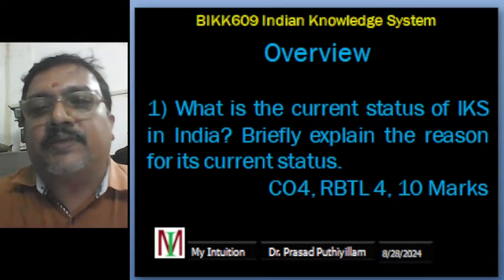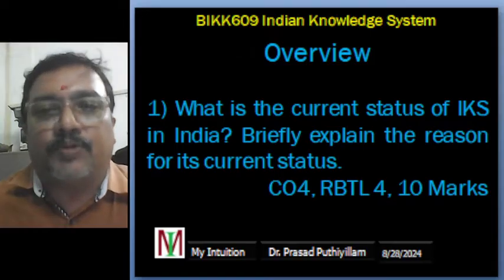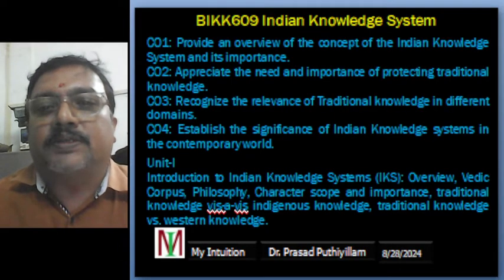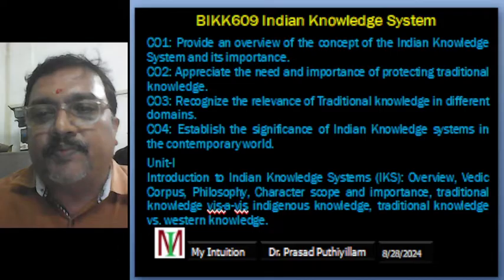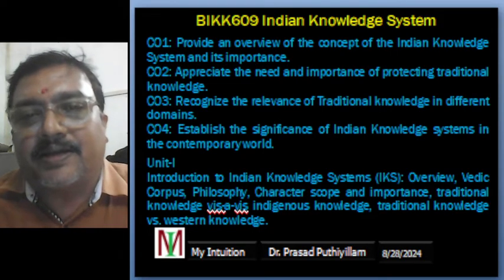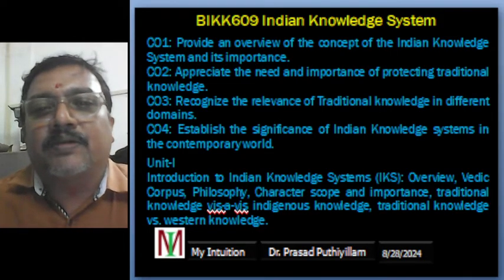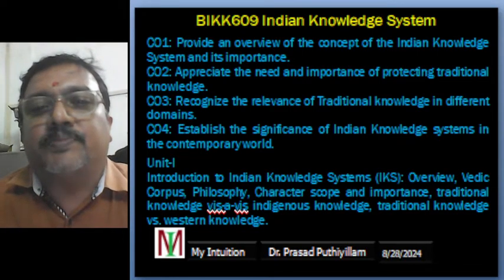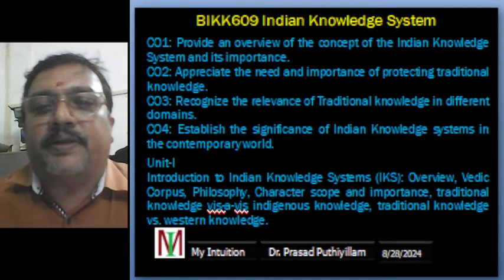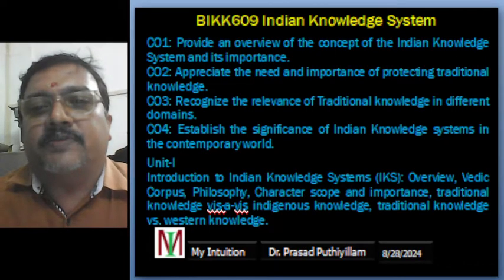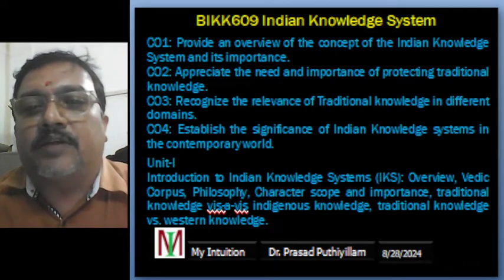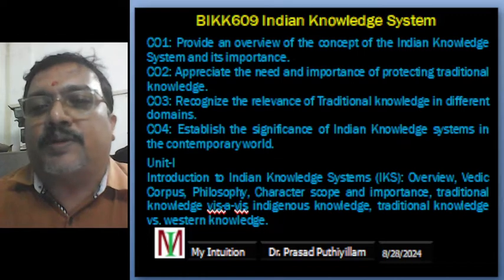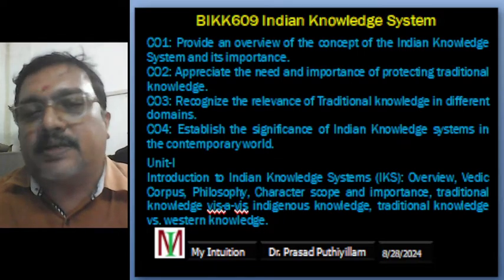Okay, so the first core topic of this syllabus is the overview. The overview itself has some 10 questions. Okay, simple questions only, very easy to understand. Okay, then Vedic corpus, philosophy, its character, scope and importance, traditional knowledge versus indigenous knowledge, traditional knowledge versus Western knowledge. So these topics towards the end are simple topics.